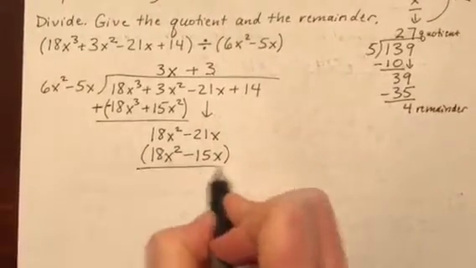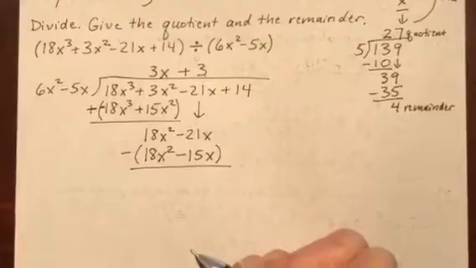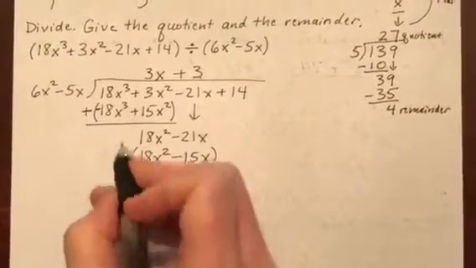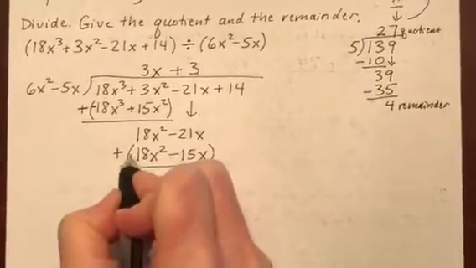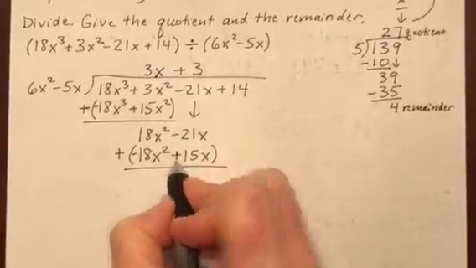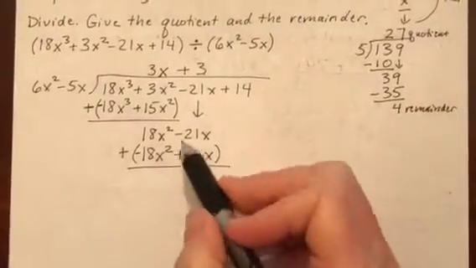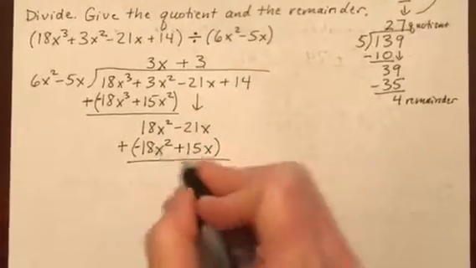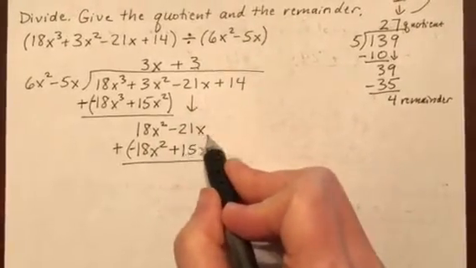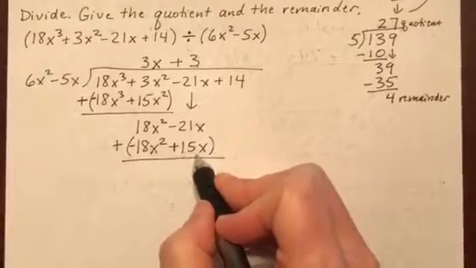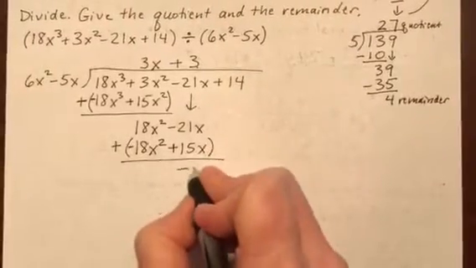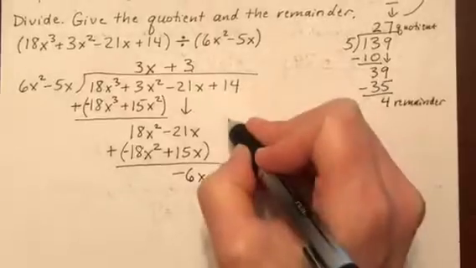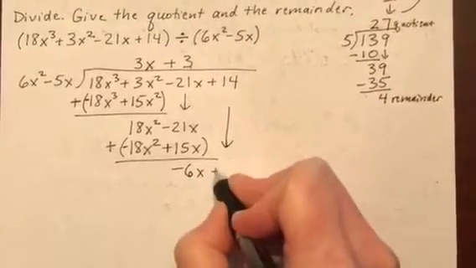Now let's subtract. So here's my subtraction. Let's change the subtracting into adding the opposites. So plus negative 18 and positive 15. Okay, 18x squared minus 18x squared cancels out. And then a negative 21x and a positive 15x would be a negative 6x. And finally, I bring down my 14.